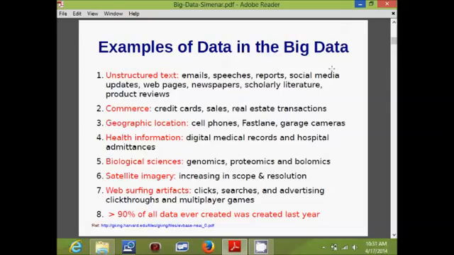More than 90% of all data ever created was created last year. This also gives you an indication about the velocity, the speed of introducing new data worldwide.